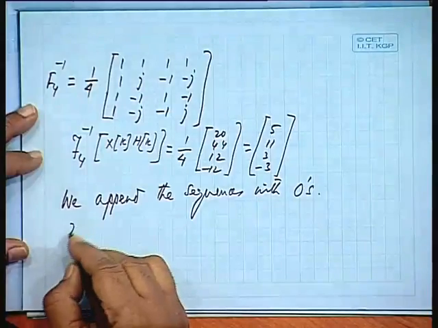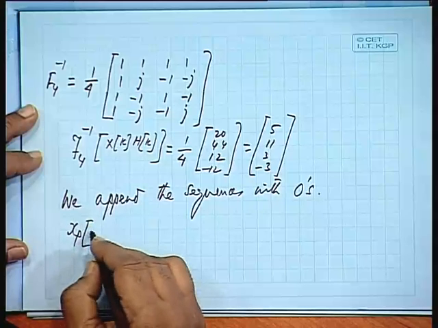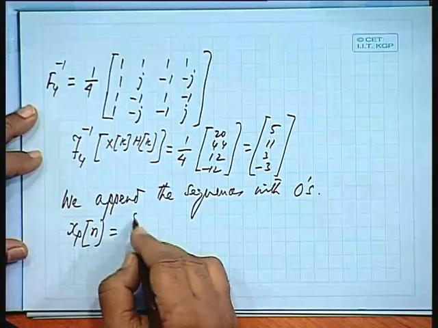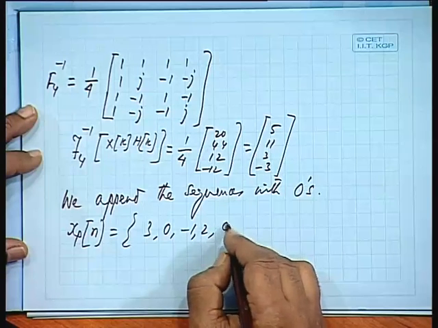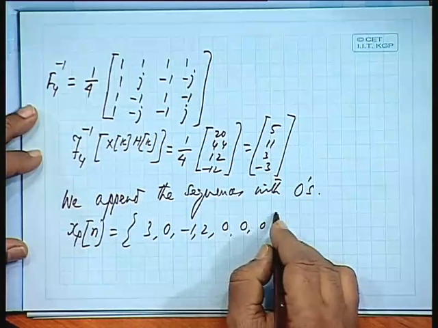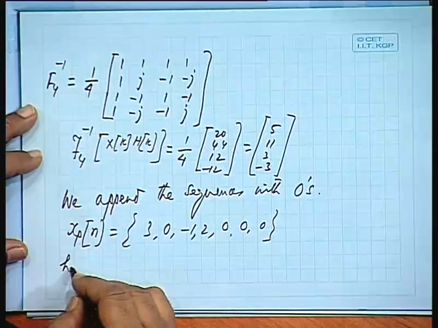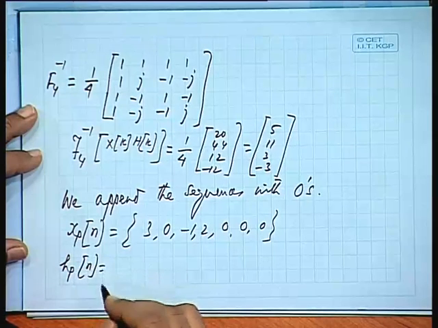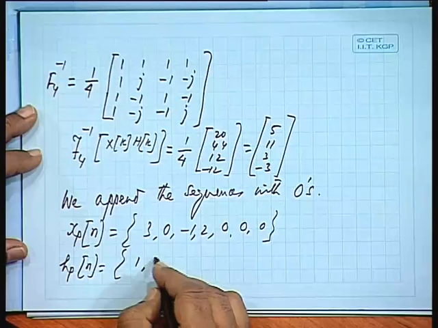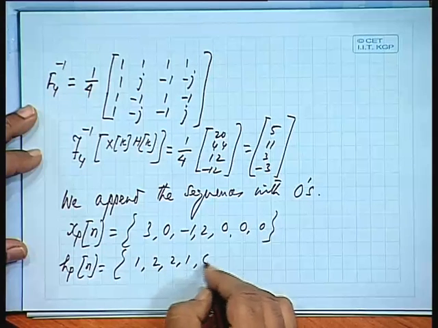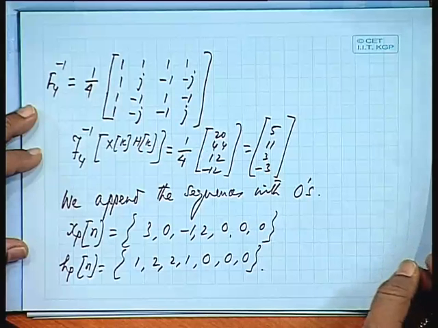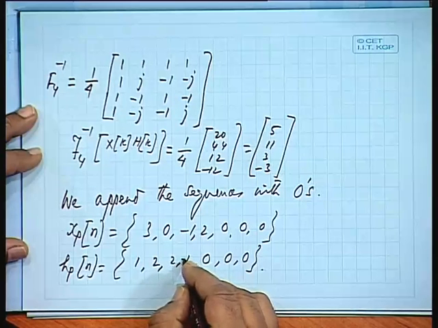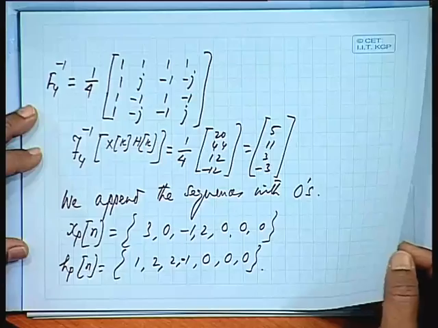So, let us see this sequence. Suppose x p n, the padded sequence, is written as 3, 0, minus 1, 2, then 0, 0, 0, and h p n is 1, 2, 2, 1, 0, 0, 0.